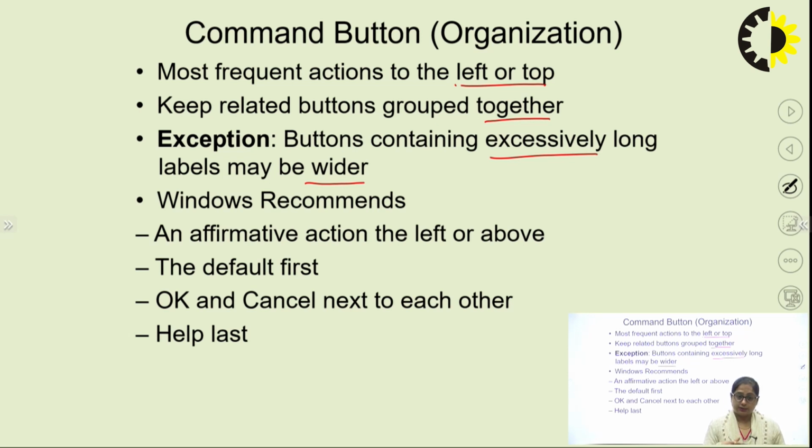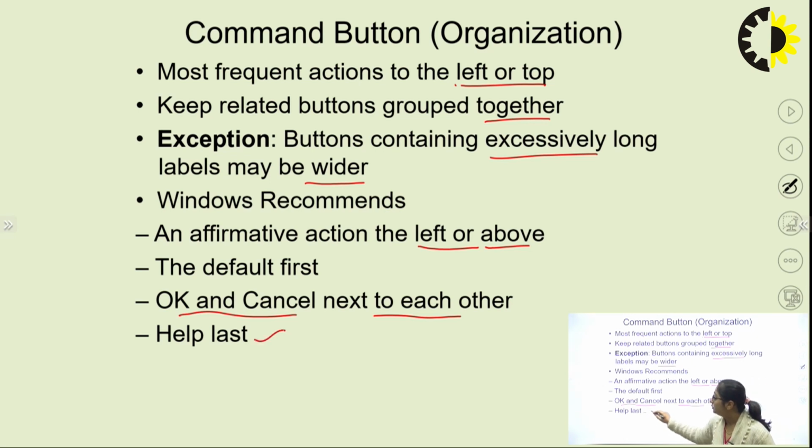Okay, so we are just using the button for control, not just the explanation of all that. Now, an affirmative action goes to the left or above. The affirmative means there is always a possible way to move in the forward direction. So, in the left or above, you can use the default first, and the OK and cancel next to each other, because these are related. OK means move the control active, and cancel means move to cancel the control.